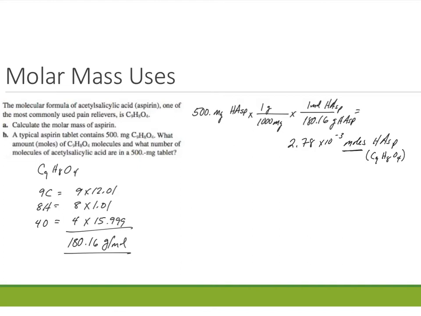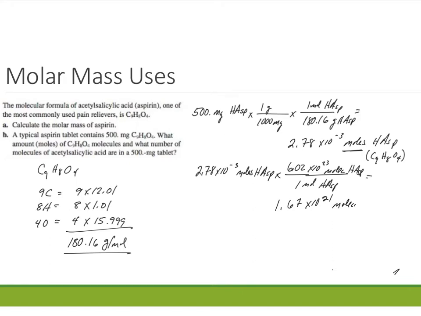Okay. Now we want to find the number of molecules. So I'm going to take the number of moles, 2.78 times 10 to the minus 3 moles of HASP, aspirin, times 6.02 times 10 to the 23rd molecules in 1 mole of aspirin. And that yields us 1.67 times 10 to the 21st molecules of aspirin.